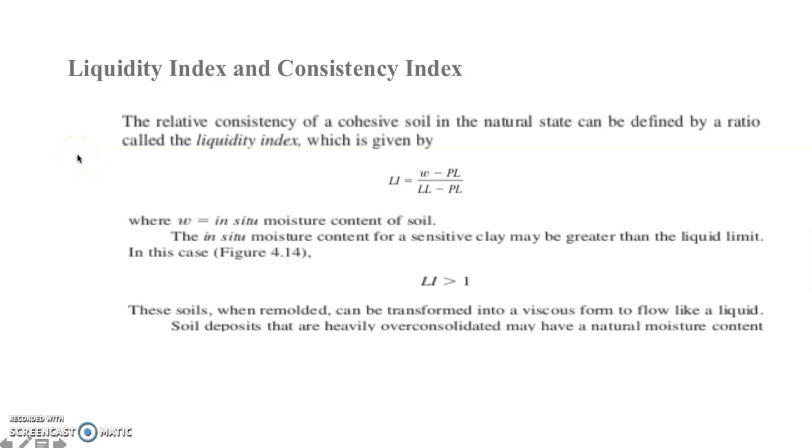Now we have liquidity index and consistency index. The liquidity index is used for scaling the natural water content of a soil sample to the limits. It can be calculated as a ratio of the difference between the natural water content and plastic limit, over the difference between the liquid limit and plastic limit. Our liquidity index is given by this equation, where W is the natural water content. It describes the relative consistency of a cohesive soil in its natural state, defined as the ratio called the liquidity index. So as mentioned, you have this formula for the liquidity index.